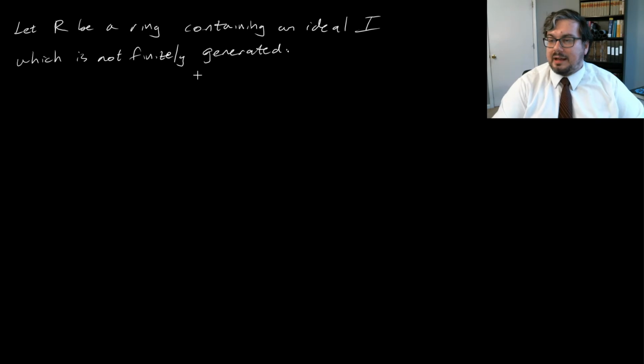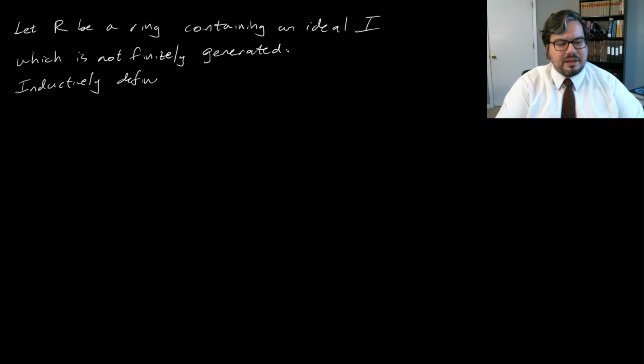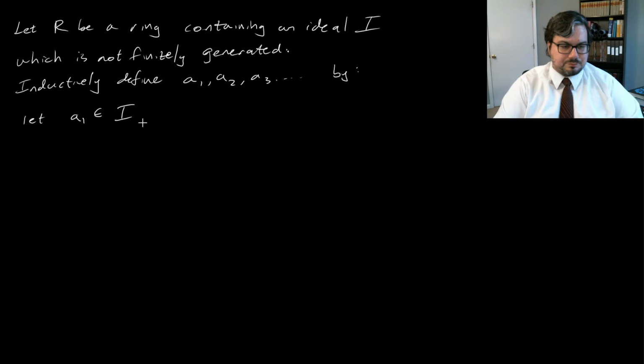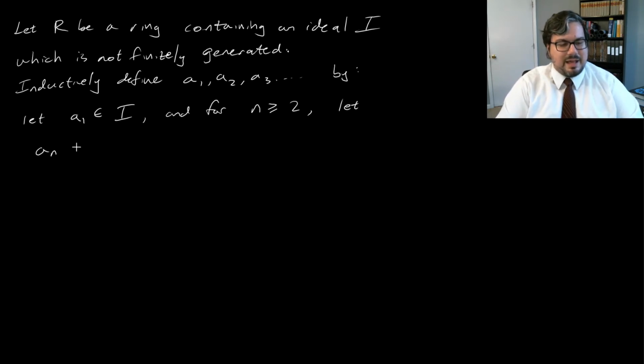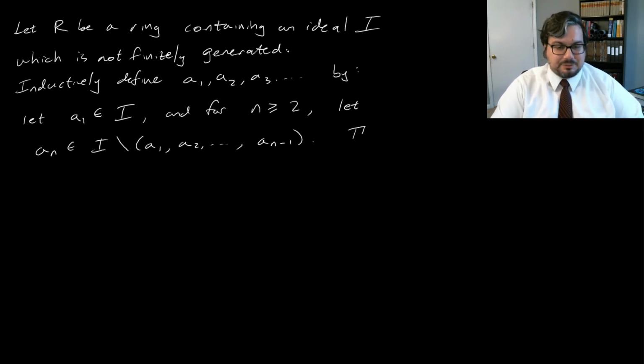So we're going to inductively define a sequence of elements, a1, a2, a3, etc., by the following. Let a1 be any element of I. And for any n greater than or equal to 2, let a_n be contained in I, but not in the ideal generated by a1, a2, up through a_(n-1). We know that this is possible.